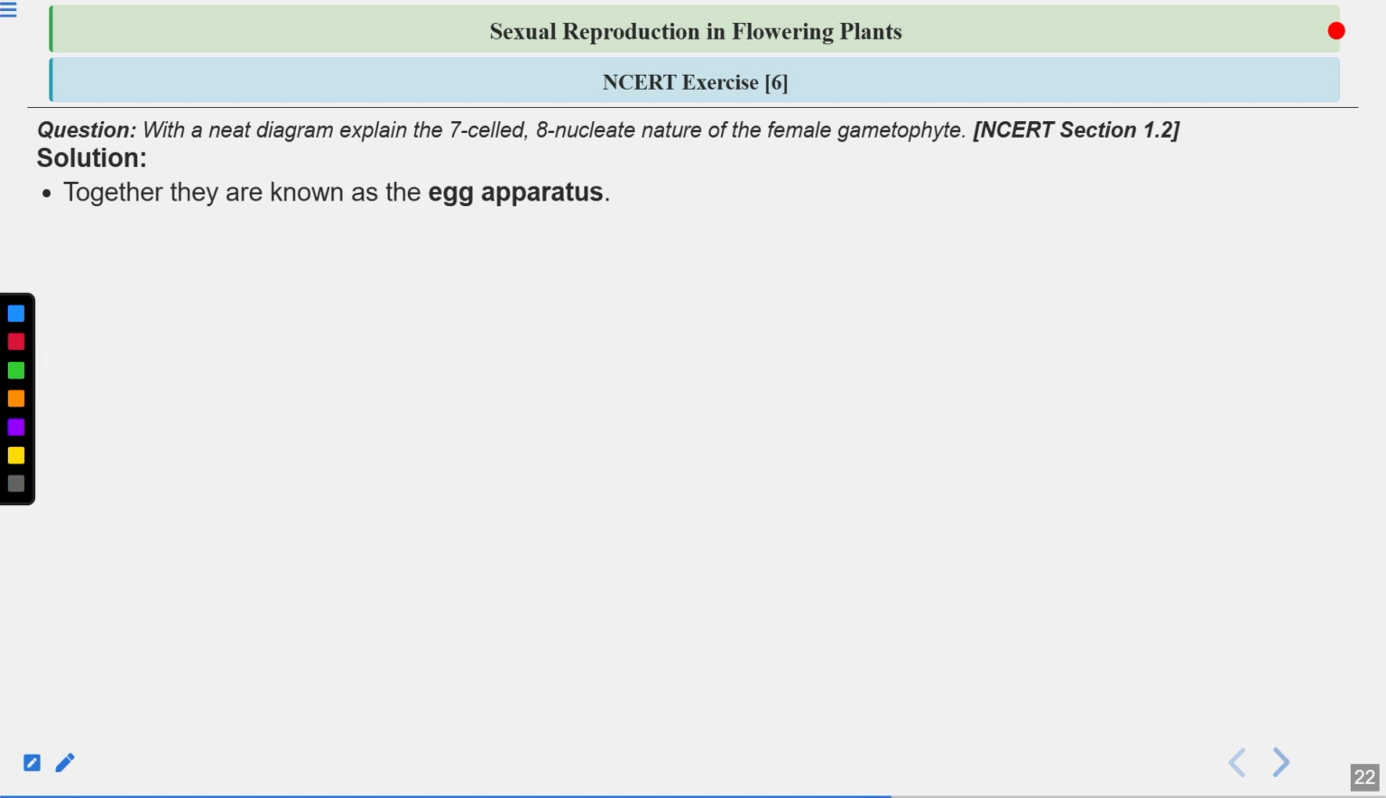Egg apparatus can sometimes be asked as a one-liner, 1 mark, very short answer question. What is the egg apparatus? So what will you write? The egg apparatus is a part of the embryo sac or the female gametophyte, and it constitutes one egg and the two synergid cells, right?